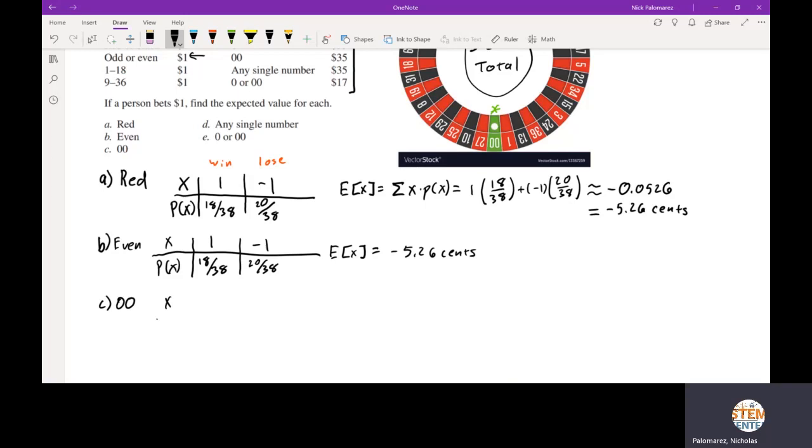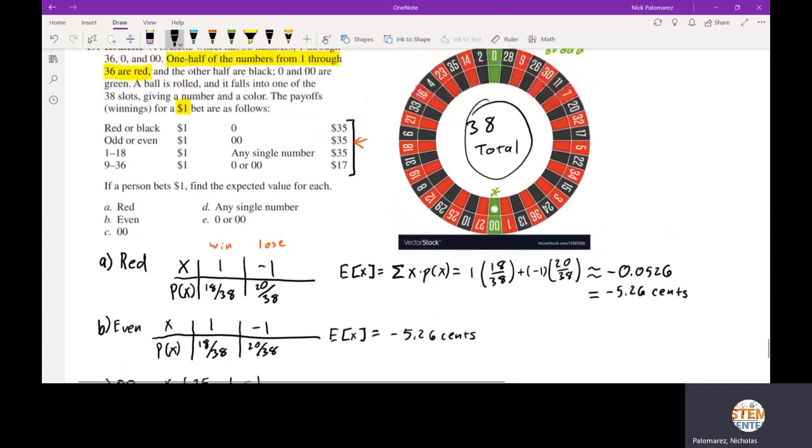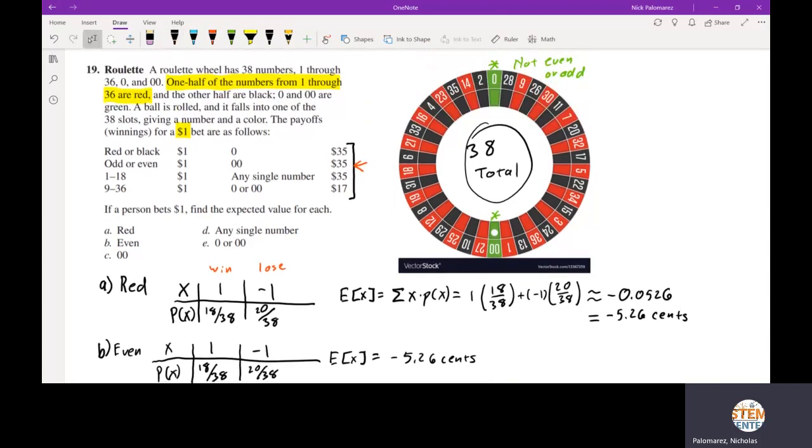So our distribution should be a little bit different this time because we get more money if we win. If we win, let's find 00 on here. 00 is right there. If we win, we get $35. If we lose, we're still out $1. That was our initial bet. But this time the probability is different because we look at how many 00s there are. There's only one 00 here because the single 0 at the very top of the wheel does not count.